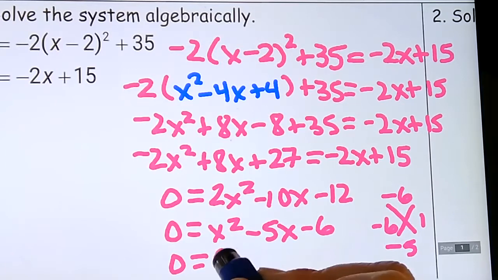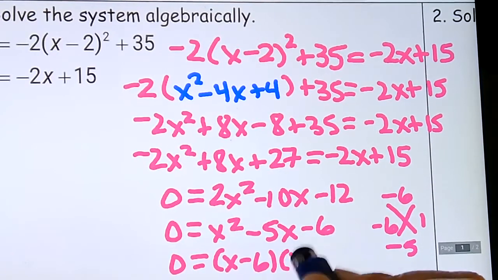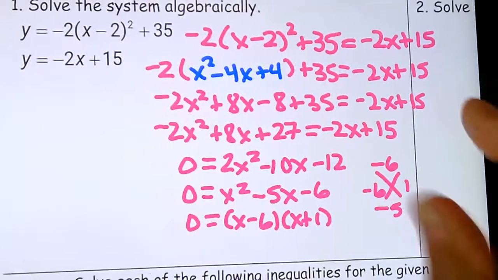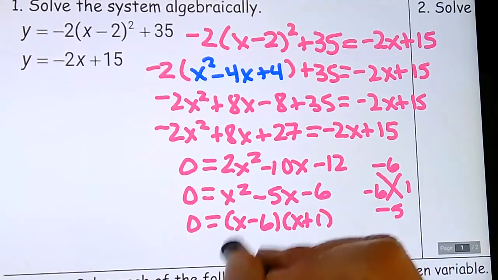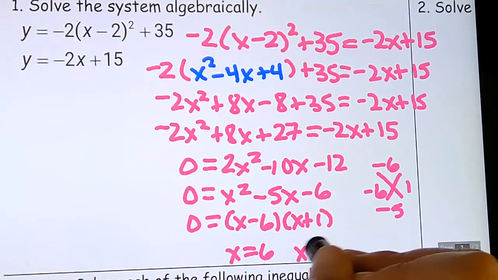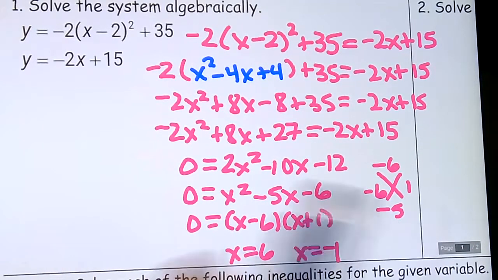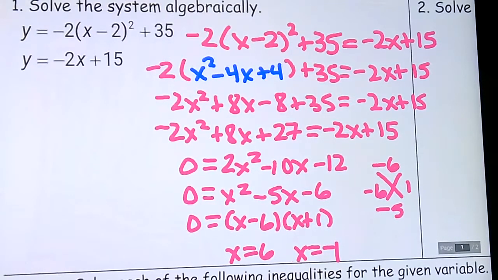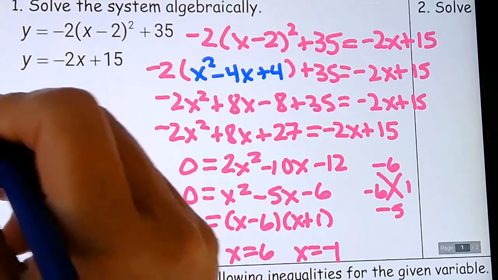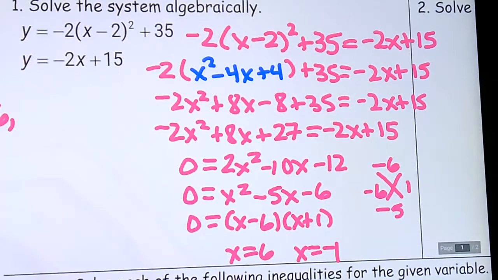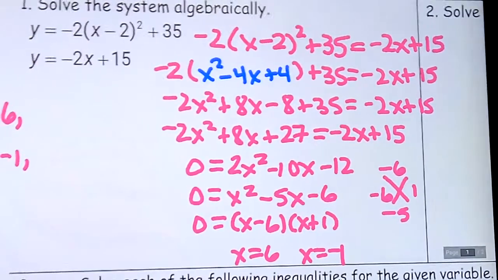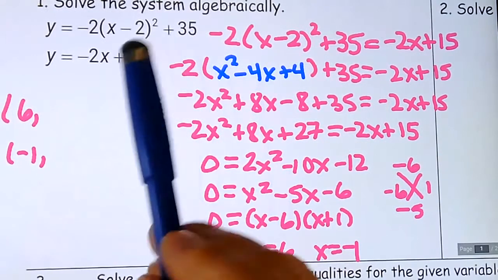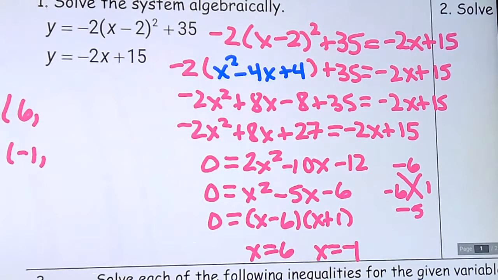Be careful. So this is going to be an x minus 6, x plus 1, which means the answers for my first parenthesis is going to be x equals 6. For my second one, x equals negative 1. This is a system. We have a parabola and a line. We want to know where they cross, the point that they cross at, or in this case, points. These are the x coordinates. So I'm going to have 6 comma something, and I'm going to have negative 1 comma something. And so I am going to put the 6 into this equation here.